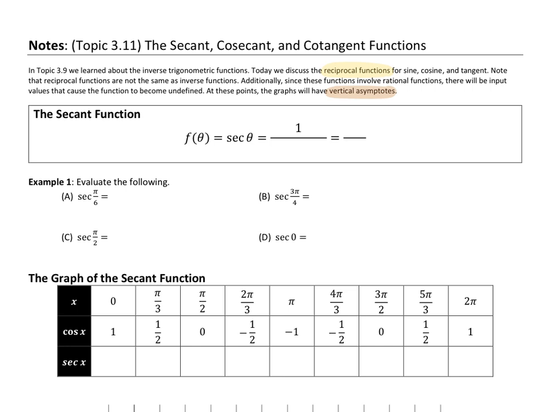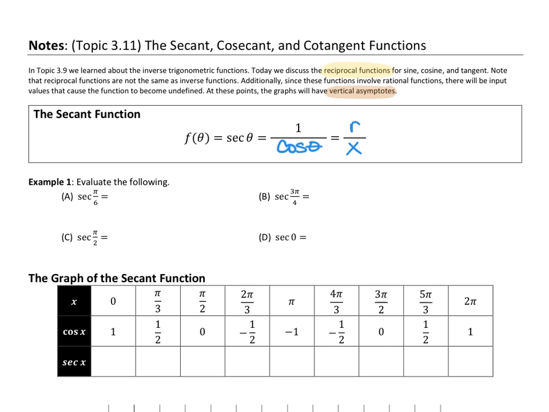Now, the secant function, which has a shorthand of SEC, the secant function is the reciprocal of the cosine function. So it is 1 over cosine of theta. Since cosine of theta is x divided by the radius, secant function is the radius divided by x, just the reciprocal value from cosine.